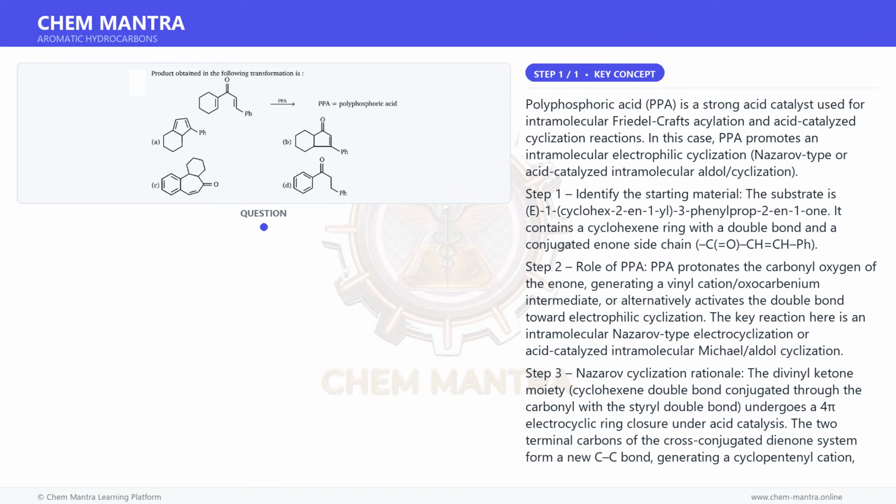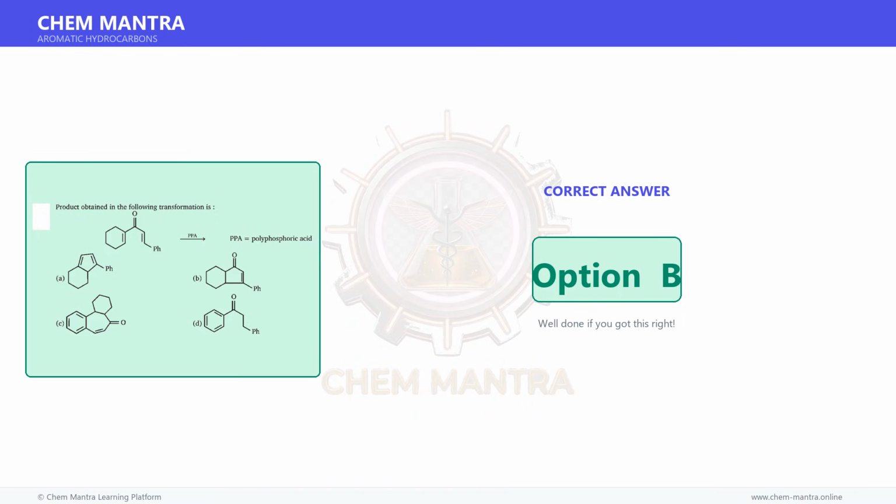D. Represents a retro or fragmentation product. PPA promotes cyclization, not ring opening. Therefore, the correct answer is B. Therefore, the correct answer is option B.